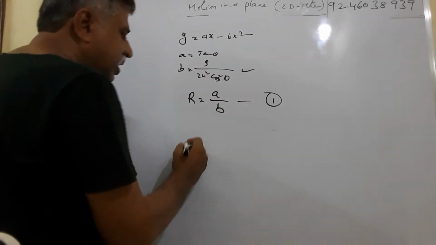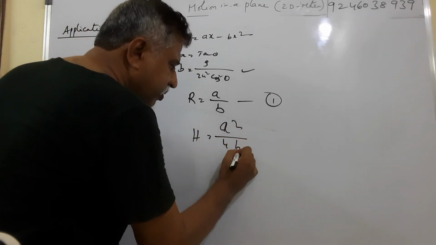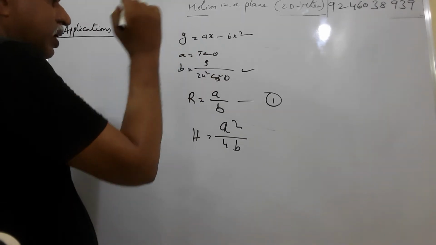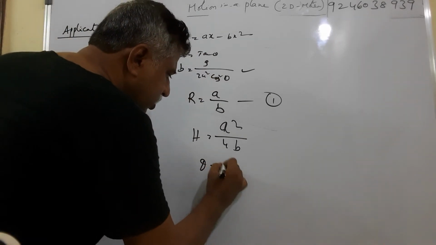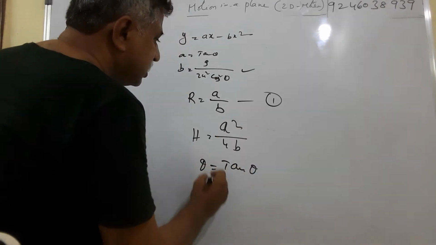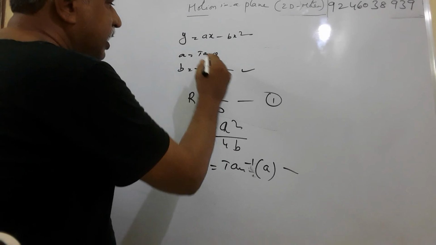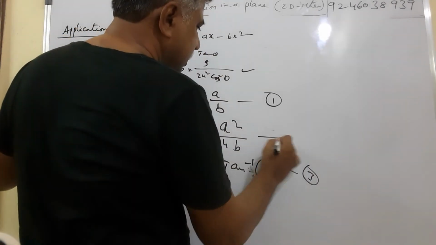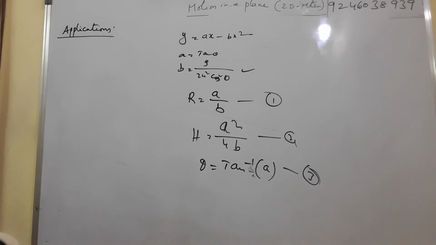Write it A by B, we get the formula for range. It is equation 1. Maximum height: write A square by 4B, we get the maximum height. Theta is equal to tan inverse A. From this relation, tan inverse A. It is the second one, that is the third relation.